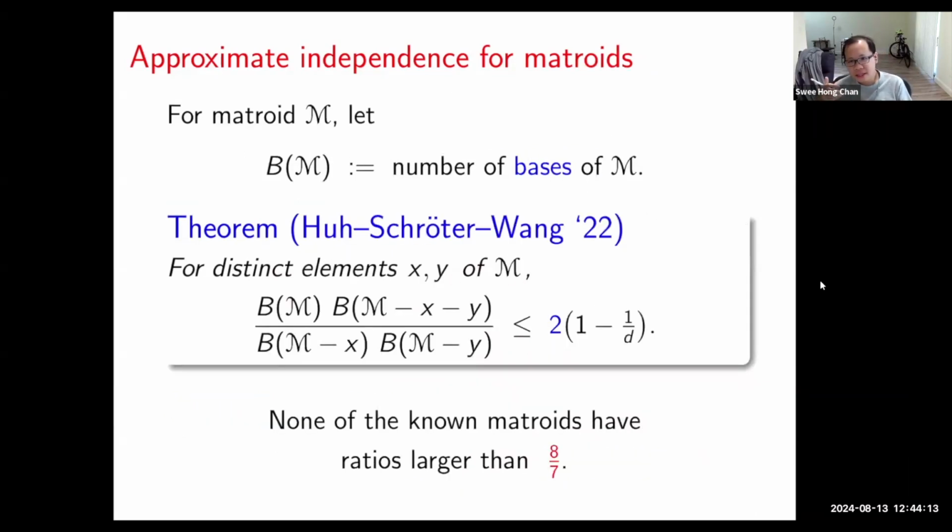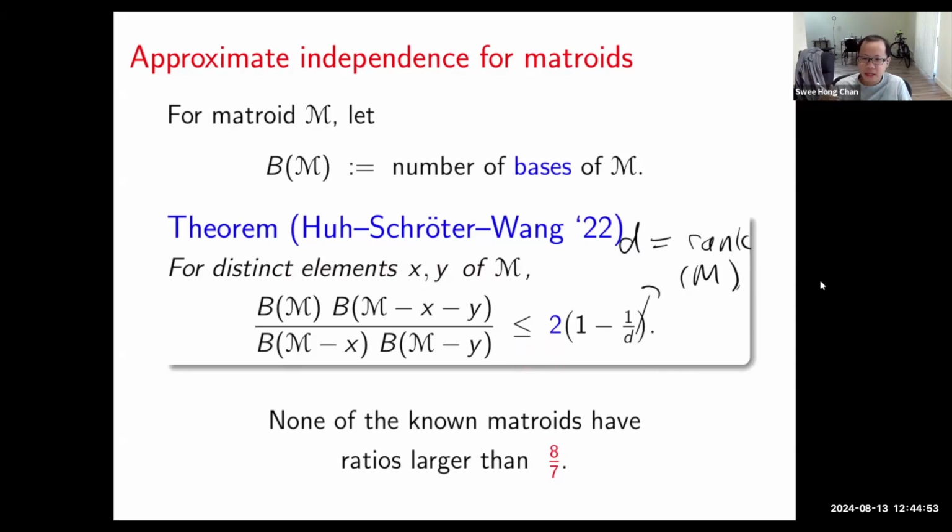Okay, and this approximate independence in 2022 was extended, or proved, for matroids by Huh, Schröder, and Wang. What they did is let B_M be the number of bases of the matroid, and they showed that the same ratio is also less than 2 times 1 minus 1 over D. I forgot to say that here D is the rank of the matroid M. And as far as we know, we do not have any example for which this is equality.